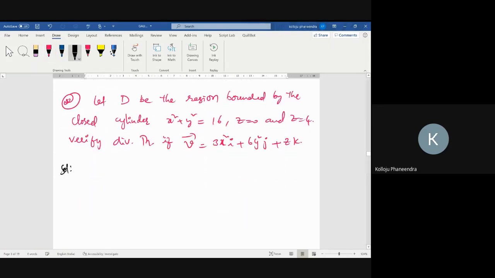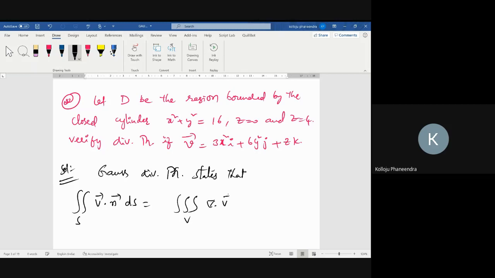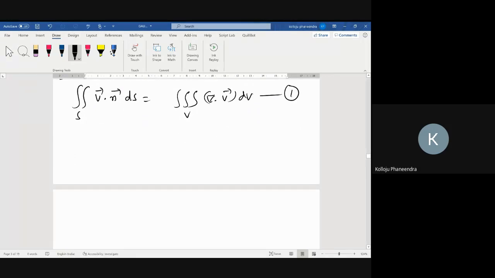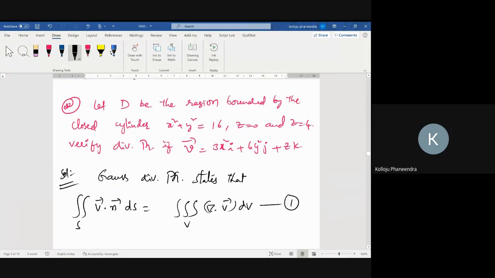Solution. This is also verification. So Gauss divergence theorem states that the double integral over S of v bar dot n bar dS equals the triple integral over V of del dot v bar dV. Equation 1. Now let me evaluate it. Always remember, the question may be: let D be this surface, evaluate this integral.